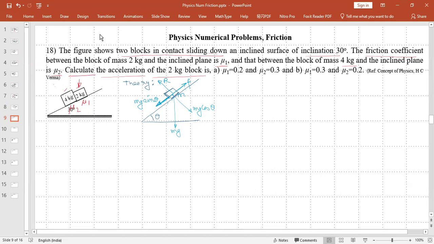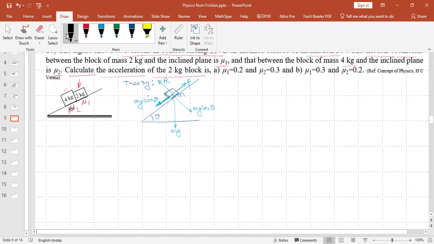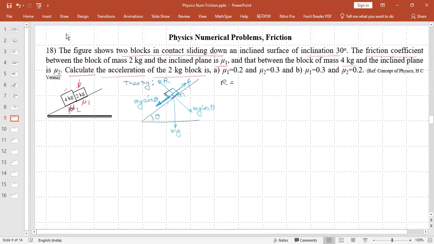This is a general case, which is applicable everywhere. In this case, we find that reaction force R is equal to mg cos theta, and also we find frictional force F is equal to mu R, which is equal to mu mg cos theta.